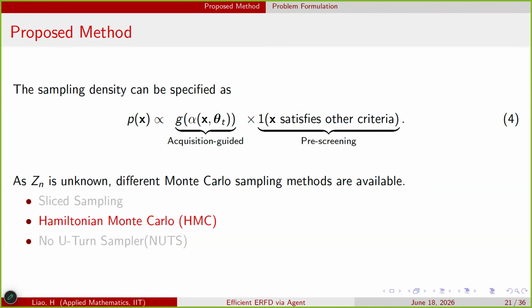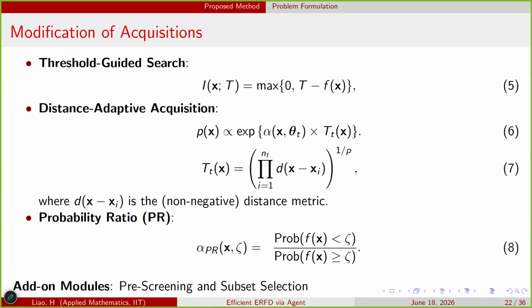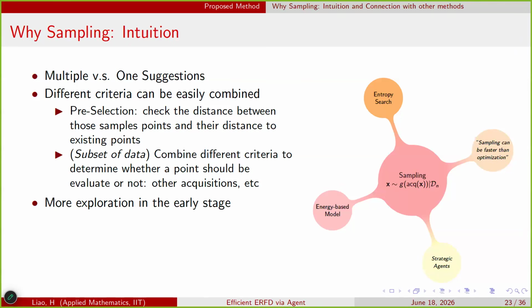And we don't know the constants, but there are lots of algorithms developed for not knowing the constants, only knowing the proportional part, right? So we choose some Monte Carlo algorithms to do the sampling part. They can be multiple. And then we also design some different, easier acquisition functions, but I will skip it for now. Just talk about some motivations. And the reason why we choose sampling is we are trying to get multiple suggestions at a time.